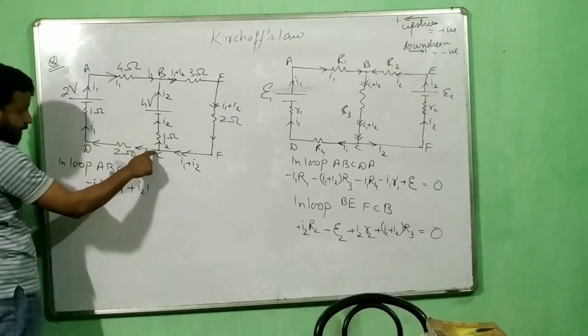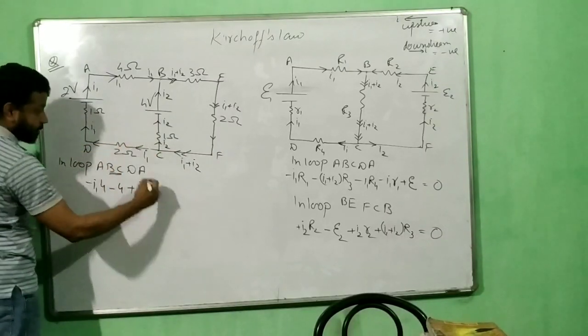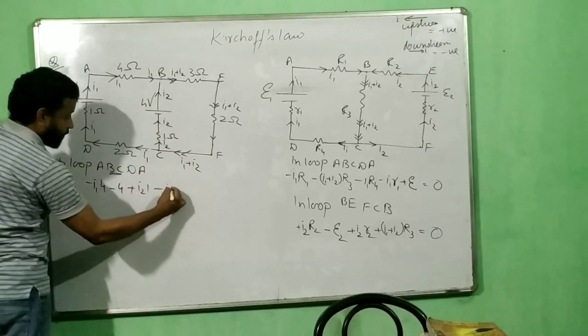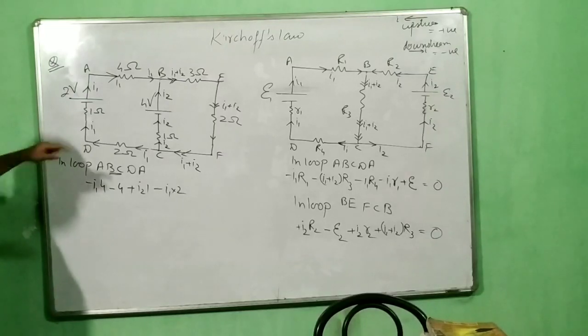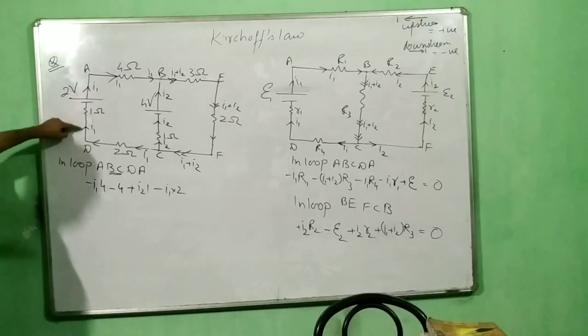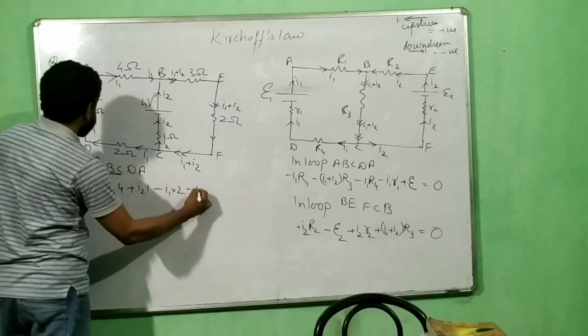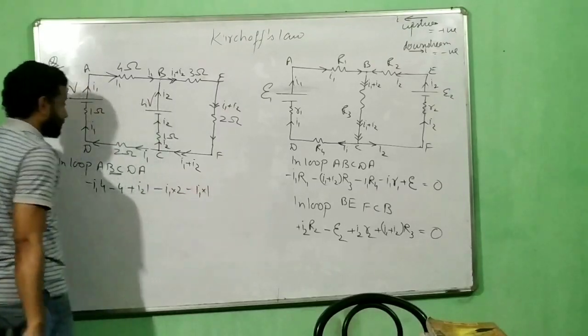And now here you are going again downstream, so minus I1 times 2. Now you are crossing this 1 ohm again downstream, so minus I1 times 1.